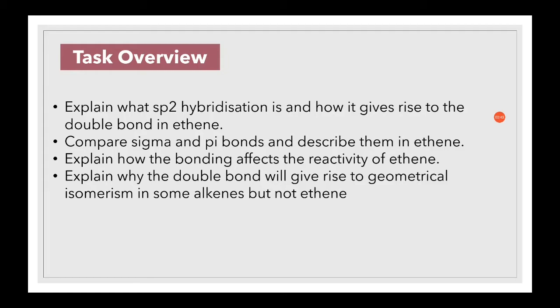Okay, so what I'm going to try and go through is, this is in no particular order. I might be going through it in a slightly different order than this, but this is based on a task that everyone's been given. So explain what sp2 hybridization is, how it gives rise to the double bond in ethene, comparing sigma and pi bonds, really saying what they are, describing them in ethene, explain how the bonding affects the reactivity and why we get some geometrical isomerism. I'm not going to go into a lot of detail about that because that should be the subject of something completely different, and look at that separately.